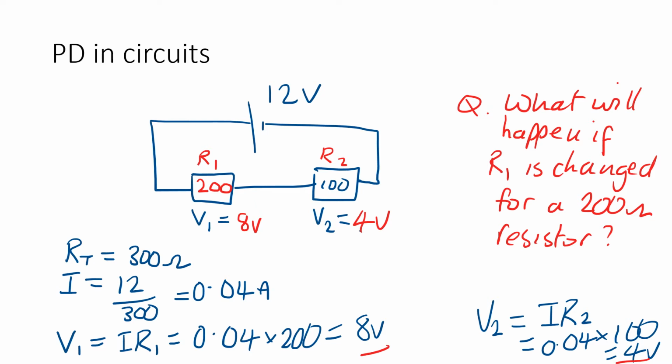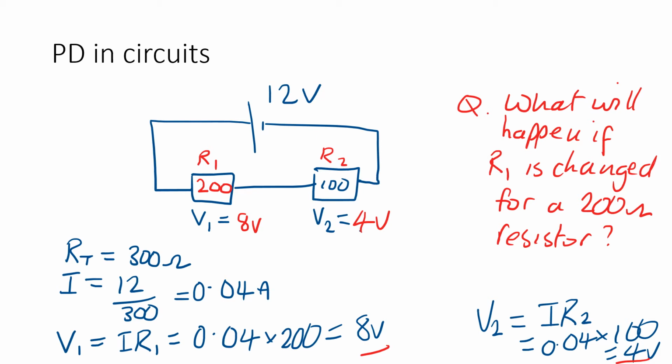In fact, that is the case. It goes up to 8 volts, and the 100 ohm resistor has now got a potential difference of 4 volts dropped across it. So R2, it's still 100 ohms, but it's got a smaller potential difference across it. Let's show how we can calculate that.